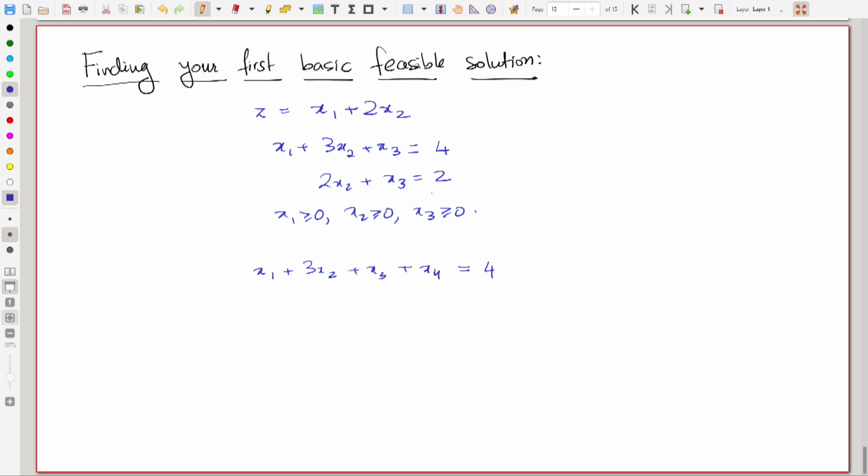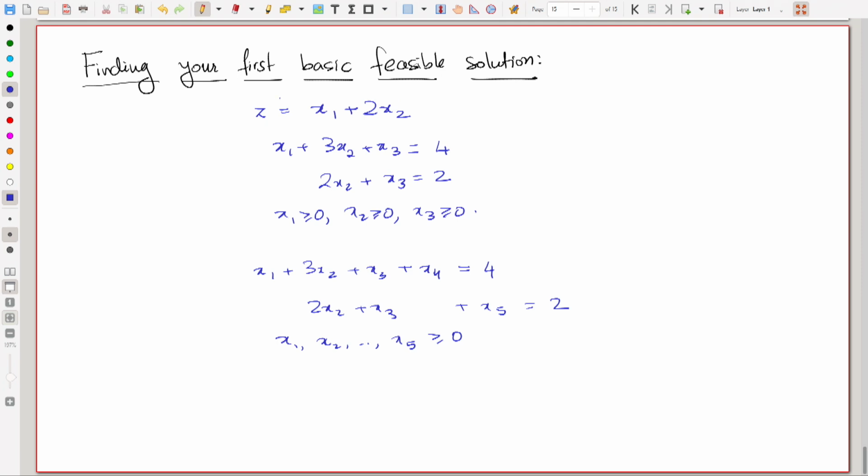And similarly, for the second equation, I introduce a new variable which measures the gap. So, I will take 2 x 2 plus x 3 plus x 5 is equal to 2. And now, I will take x 1, x 2, all the variables greater than or equal to 0. So, now, what should I do now?